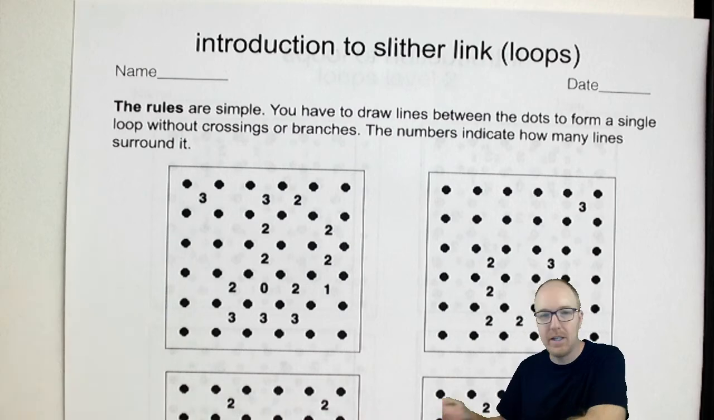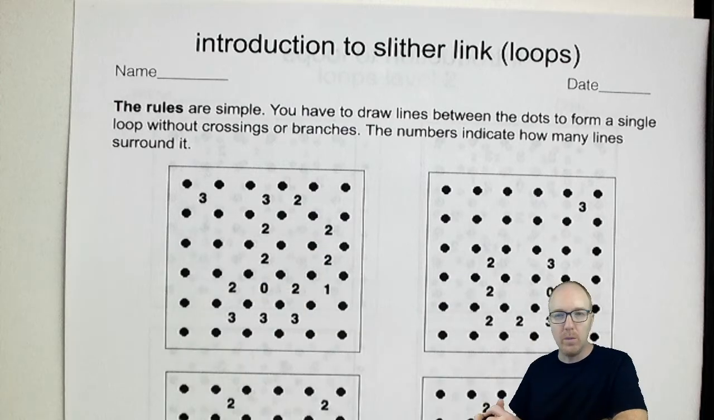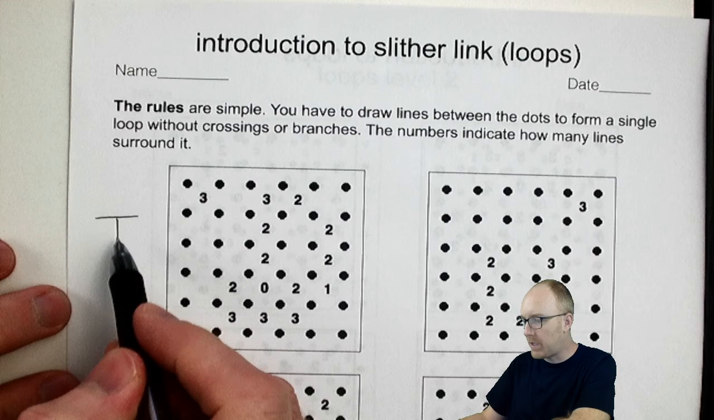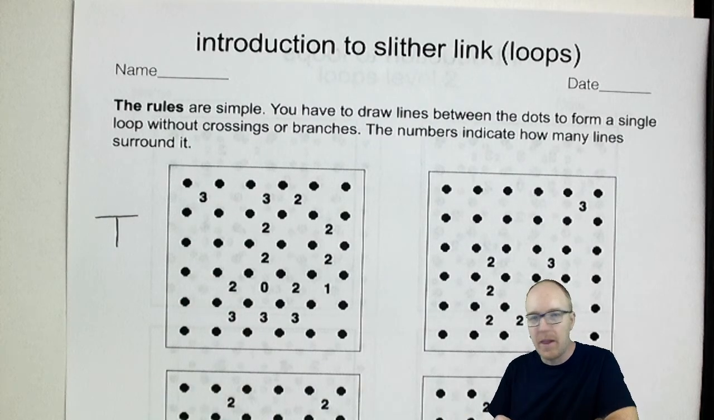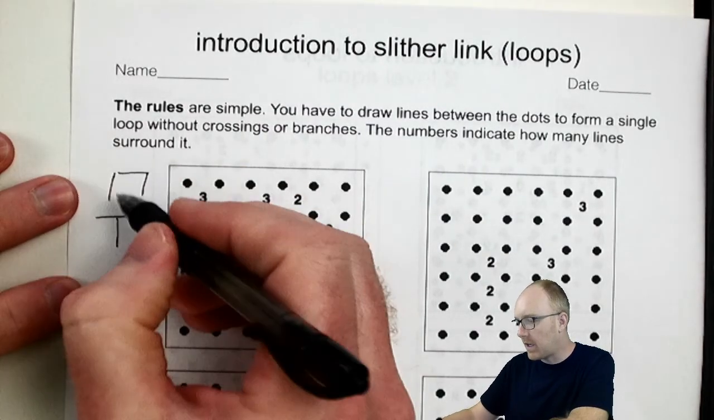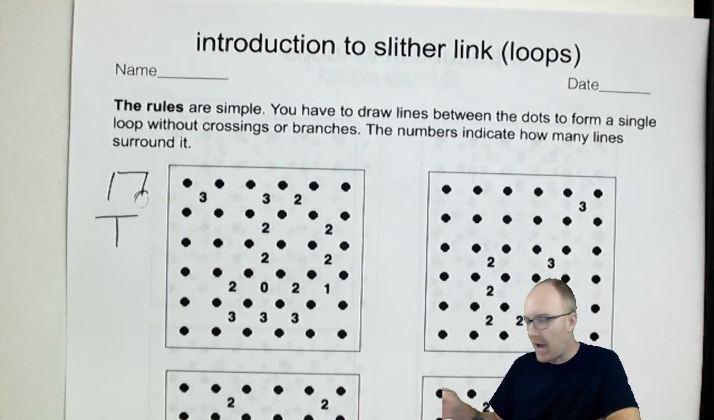All right, the idea here, ladies and gentlemen, is you're going to create a single loop around this entire puzzle. One loop. There are no T intersections. There won't be any place where the loop hits into a side of another portion of the loop. There's not going to be any branches. So if you have something like this, you're not going to have any dangling sides that are connected. It has to be one continuous loop all the way around.